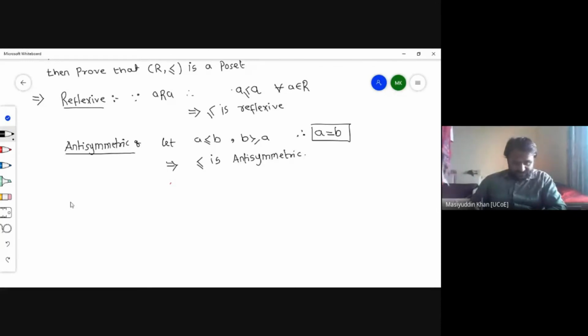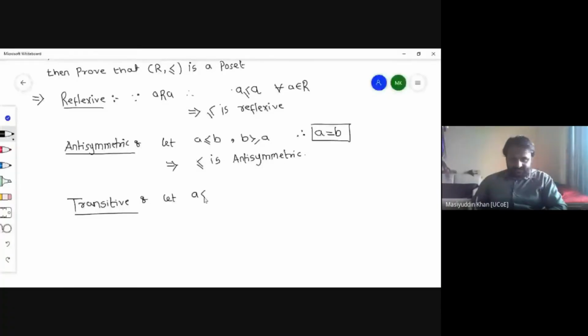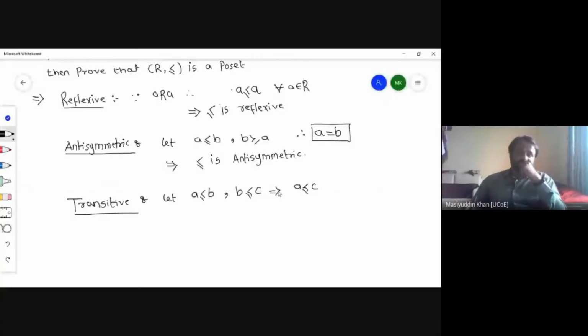Last one is transitive. Transitive. I can tell you what a transitive relation is, or you should remember it. A transitive relation is like A related to B, B related to C, A related to C. But here the relation is defined as less than or equal to. So let us say A is less than or equal to B, B is less than or equal to C, therefore this implies A is less than or equal to C. This is our transitive: A related to B, B related to C, therefore A is related to C.